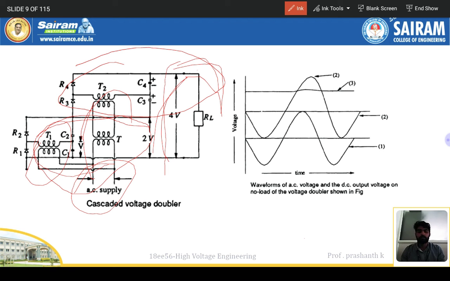So the waveform of AC voltage and the output voltage on no load of the voltage doubler shown in the figure, right? This is a voltage doubler circuit, 1 2 3 4 5 3 4 as I mentioned. So one is DC, one is DC, another one is AC. Due to AC, that DC will get the DC output voltage. So the waveform of AC voltage and DC output voltage on no load of a voltage doubler shown in the figure. No load, okay.